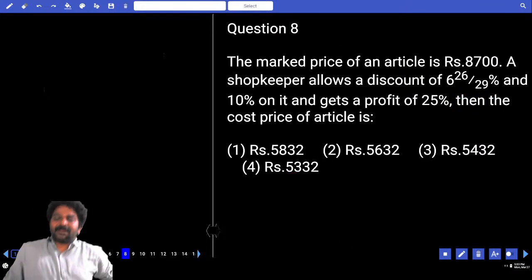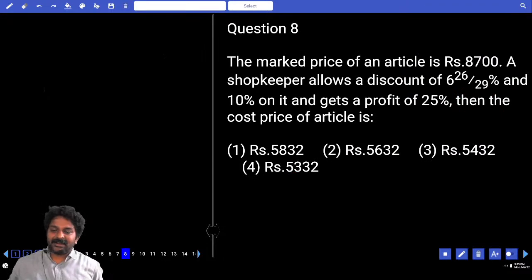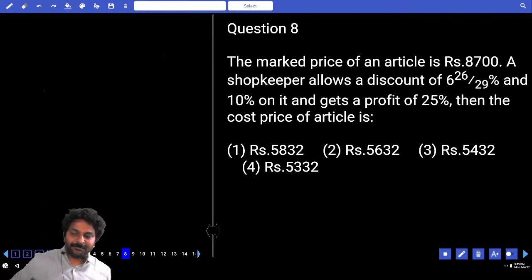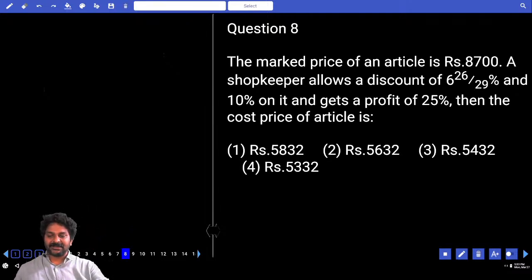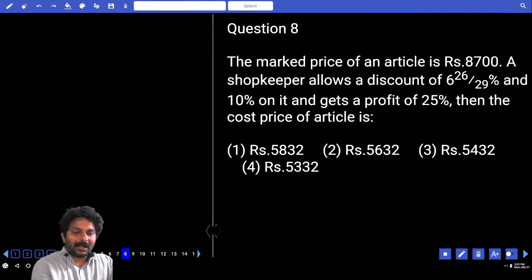The market price of an article is 8,700. A shopkeeper allows successive discounts of 6 26/29% and 10% on it and gets a profit of 25%. Then the cost price of the article is? Fine.